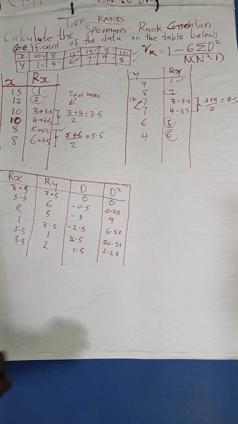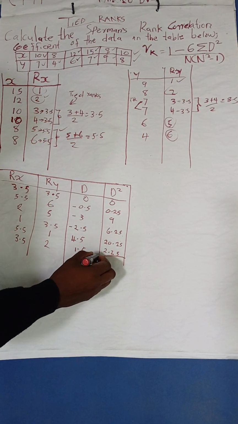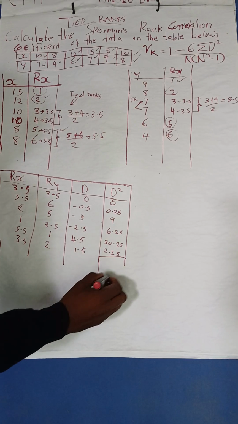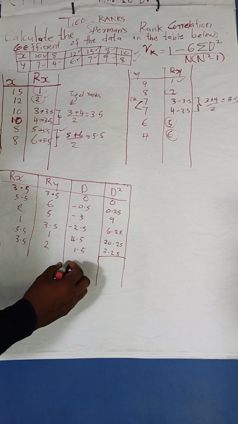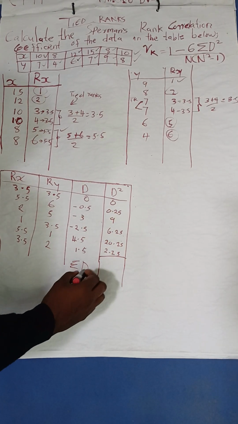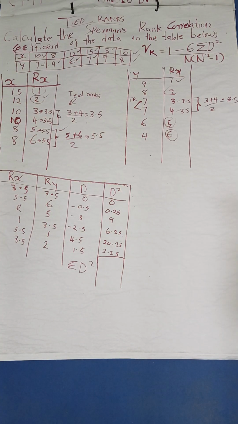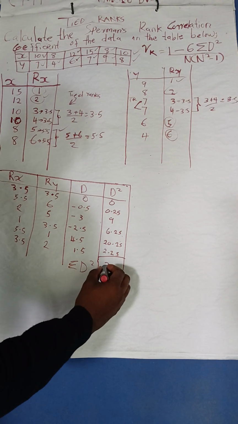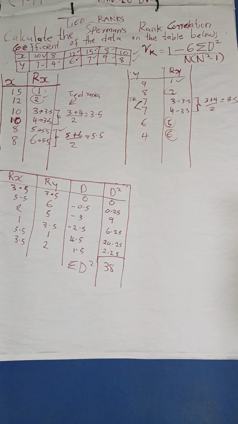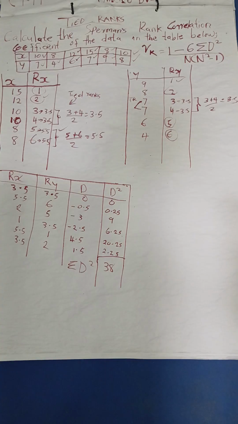Now, after that, as we did in the first video, you do what? You get the summation of d squared. So the total summation of d squared, you'll add 0.25 plus 9 plus 6.25 plus 20.25. You'll get what? You're getting your answer as 38. Good. Now, the remaining is just to calculate the Spearman's rank correlation coefficient.